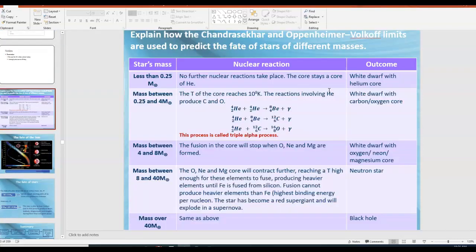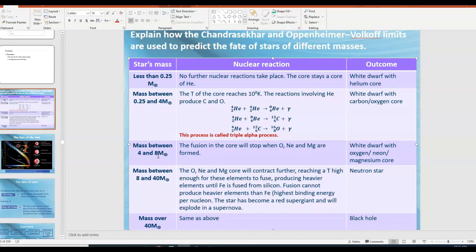Now, on this chart, we can see that basically we've talked about the first 1, 2, 3 rows on this chart. Okay, this is showing what happens if you have a star with a mass less than 0.25 solar masses, all the way up to 8 solar masses. Now, in all cases, at least those first 3 cases, fusion happens, and eventually fusion stops, and at the end of the day, you end up with some type of white dwarf.